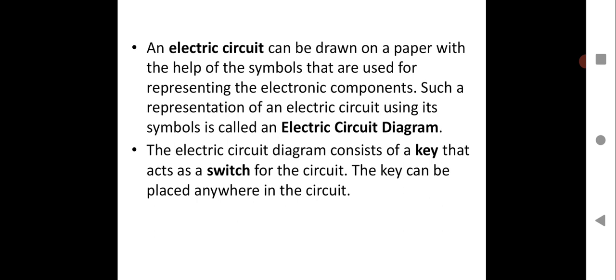So that is the work of the switch, and it is shown by the key, and the key can be placed anywhere in the circuit. This is how this electric circuit works. You have to write down all this in your notebook, children.